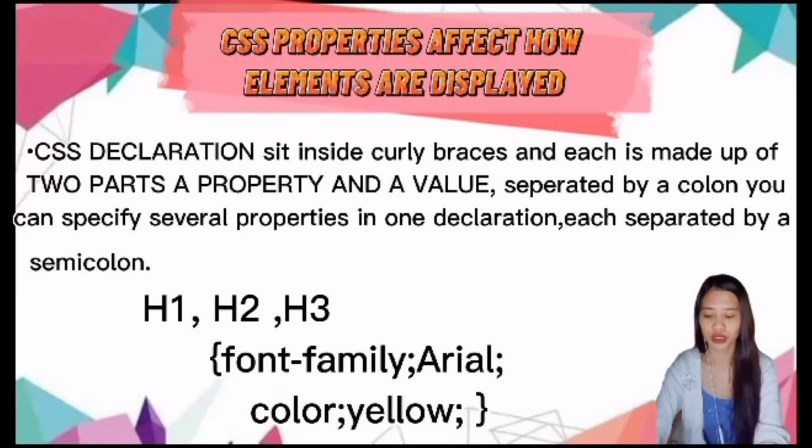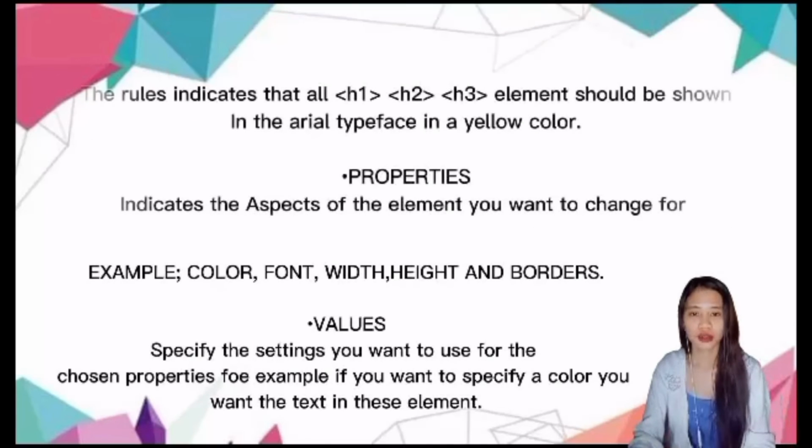CSS declarations sit inside curly braces, and each is made up of two parts, a property and a value, separated by a colon. You can specify several properties in one declaration, each separated by a semicolon. The rule indicates that all H1, H2, H3 elements should be shown in an Arial typeface in a yellow color. The properties indicate the aspects of the element you want to change.